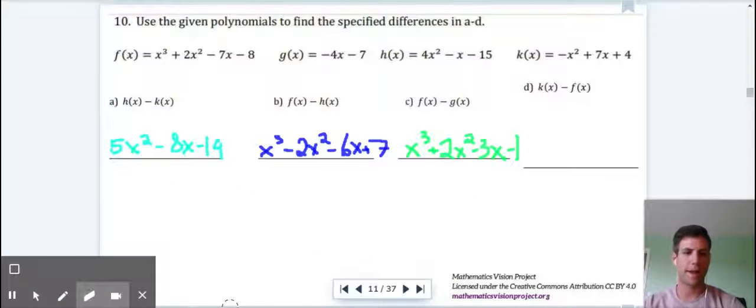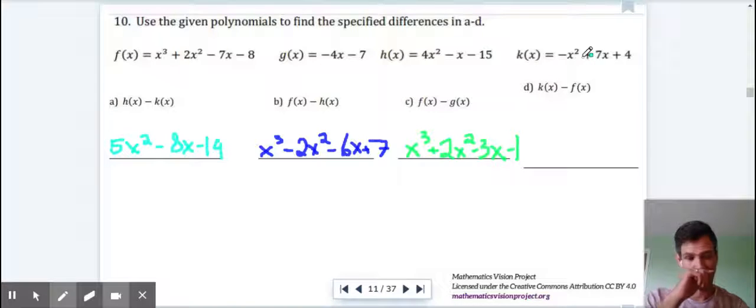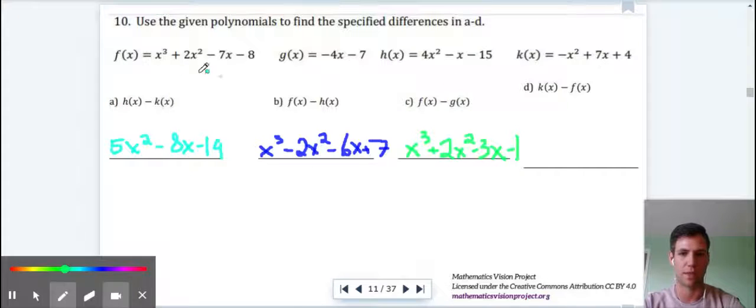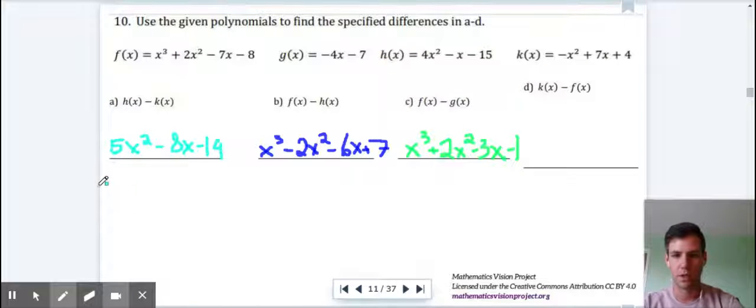And lastly, let's do part D of number 10. So we're going to do k, our last polynomial, subtracting our first one. So this is a little bit different because we have 3 terms minus 4 terms. So let's make sure we're taking our time with this. So we have k first. We have negative x squared plus 7x.